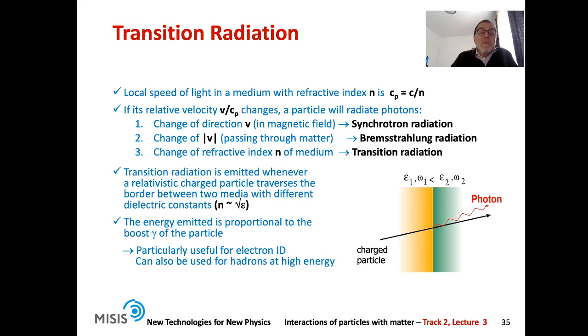Transition radiation is emitted whenever a relativistic charged particle traverses the border between two media with different dielectric constant, since refractive index is proportional to the square root of the dielectric constant. The energy emitted is proportional to the boost of the particle, hence this transition radiation is particularly useful for electron ID, in addition to the calorimetry. It can also be used for hadrons, but at very high energy.